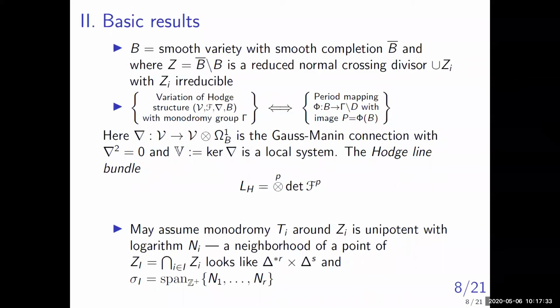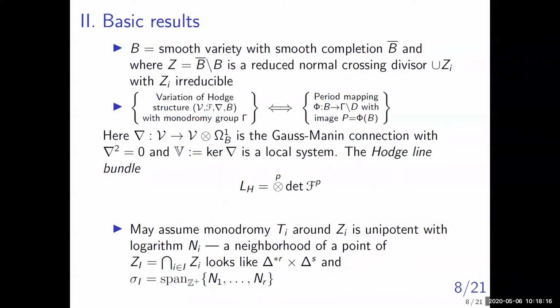Then there's a 1-1 correspondence between variations of Hodge structure. On the one hand, that's over B, the Zariski open, with period mappings from B to quotients of period domains by discrete subgroups. The variation of Hodge structure, in the parentheses here, the script V, is the complexification of the local system given by the Gauss-Manin connection. That's the delta. It's a flat connection, defines a local system, and its complexification is the script V.